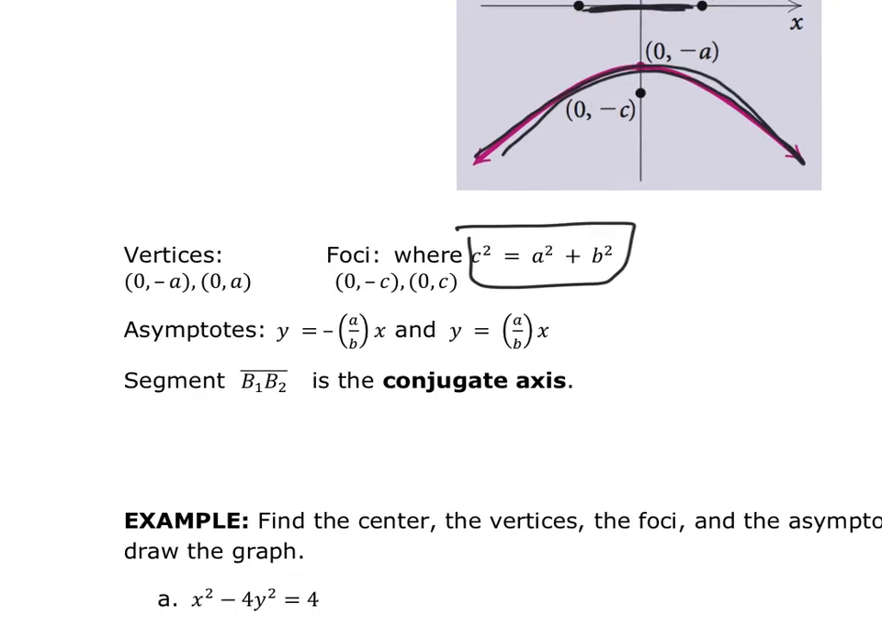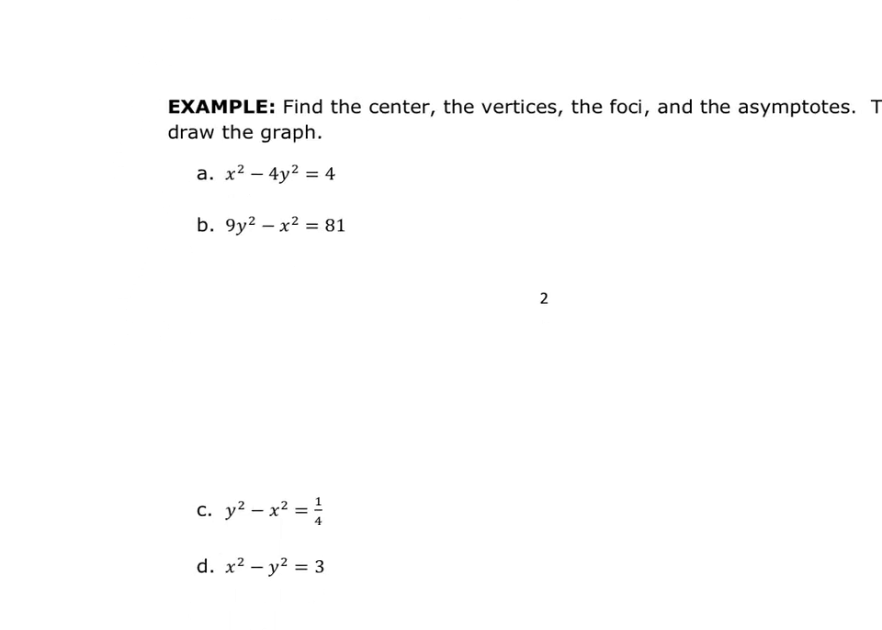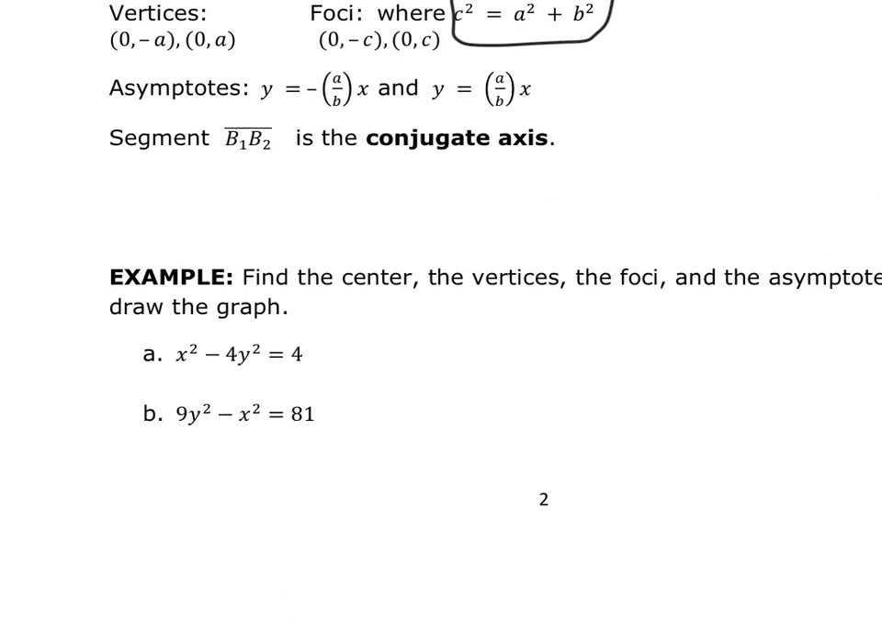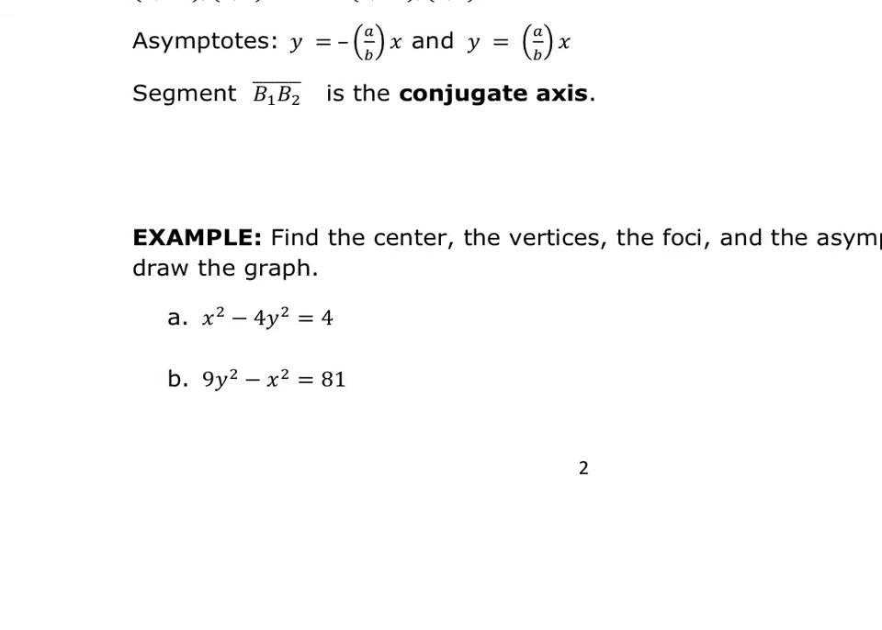Okay. So let's go ahead and graph these. I'm going to do B, and I want you all to do C, or A. The first thing is it has to be equal to 1, so I have to divide everything by 81. When I divide everything by 81, I'm going to get y squared over 9 minus x squared over 81 is equal to 1. Now I have it in the right form.